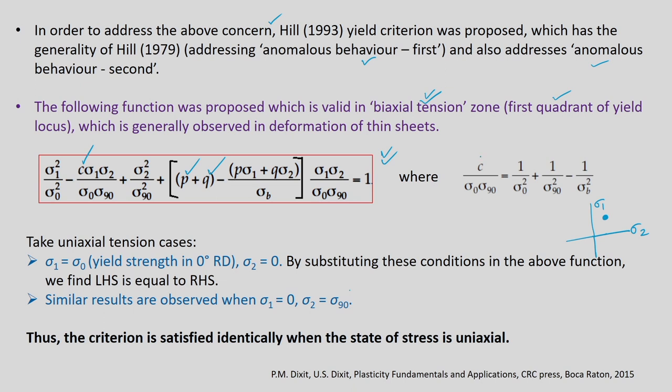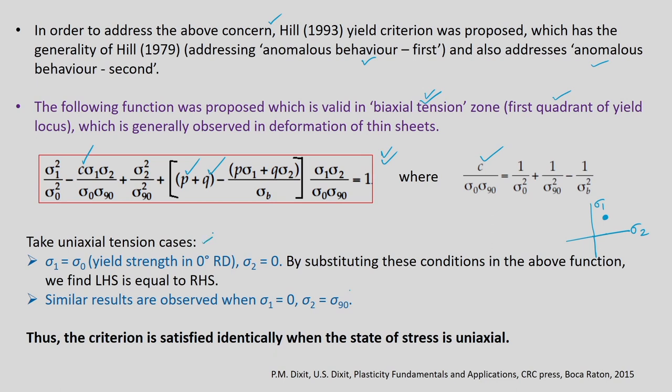And what is C? C is also given here. C is actually a function of sigma 0 and sigma 90, which are nothing but the yield strengths at 0 degree and 90 degree with respect to the rolling direction. It is defined now. If you know sigma 0 and sigma 90, you can get C. C can be substituted here, but you need to know P and Q. So, this equation can be satisfied in two cases. That is what I have shown here.